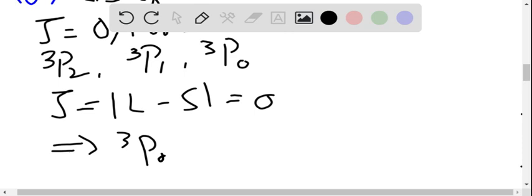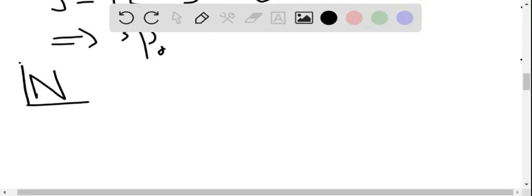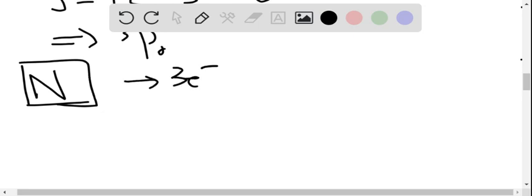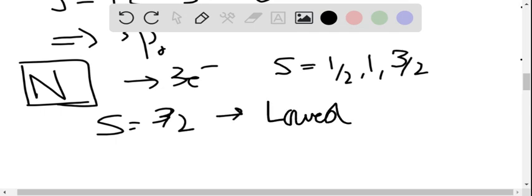And nitrogen in its last subshell has 3 electrons, which means that the total spin S could either be 1/2 or 3/2. The first rule says that the state with S equal to 3/2 will have the lowest energy.